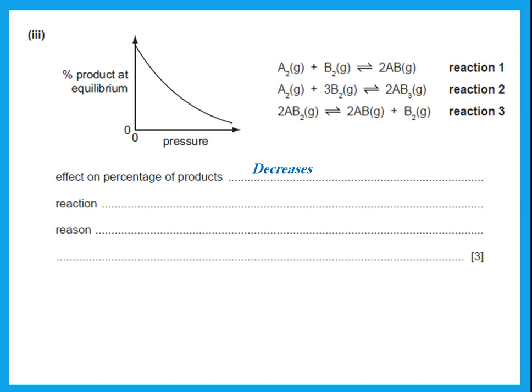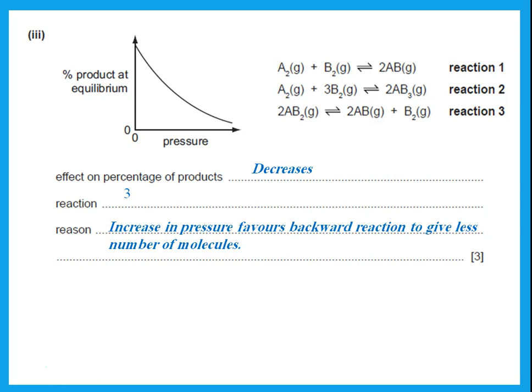So if I increase pressure in this reaction, the equilibrium will go to the side with less number of molecules. In this case, it will go backward, and when the reaction goes backward, that means it's forming less of the product. That means the percent product is decreasing. So reaction 3 is the one in which increasing pressure will decrease the percent product. Why? Because increasing pressure favors backward reaction to give less number of molecules.